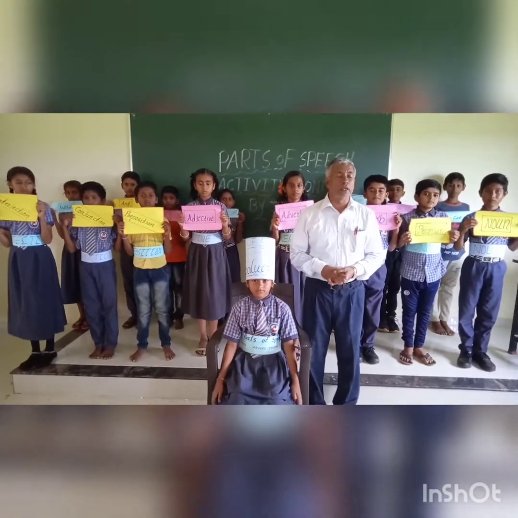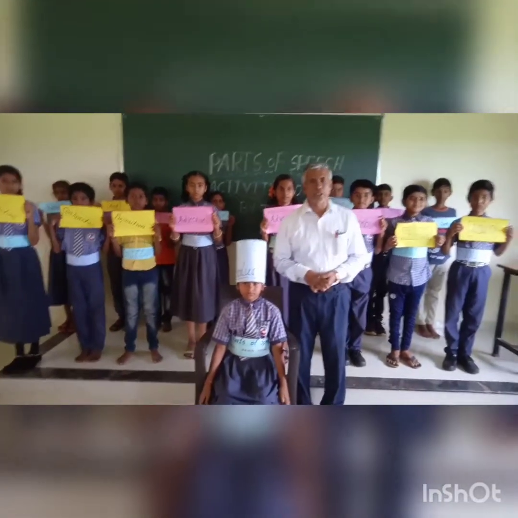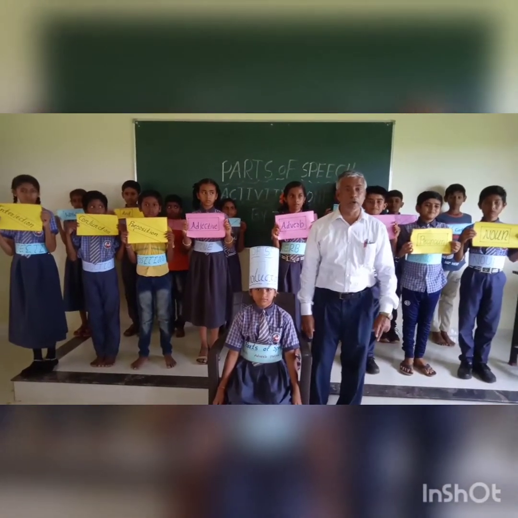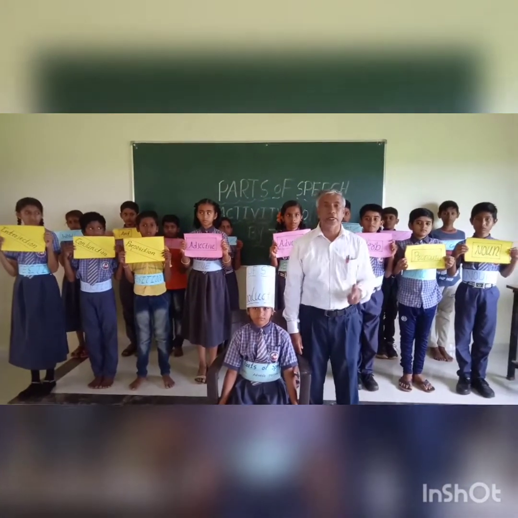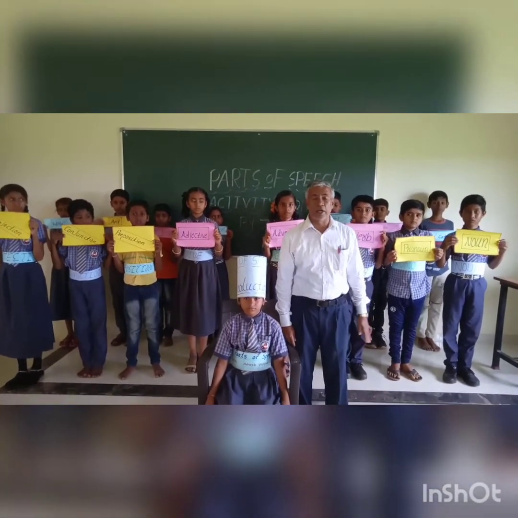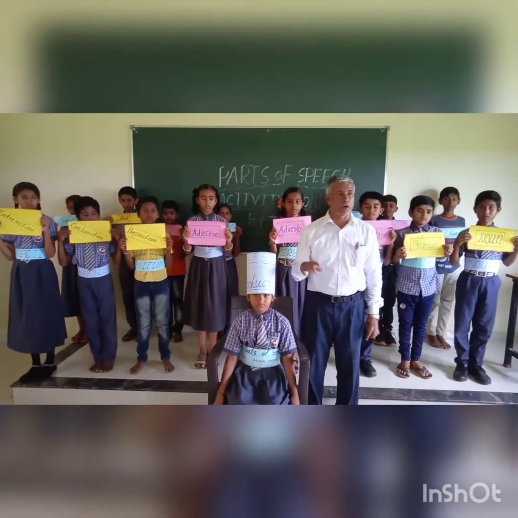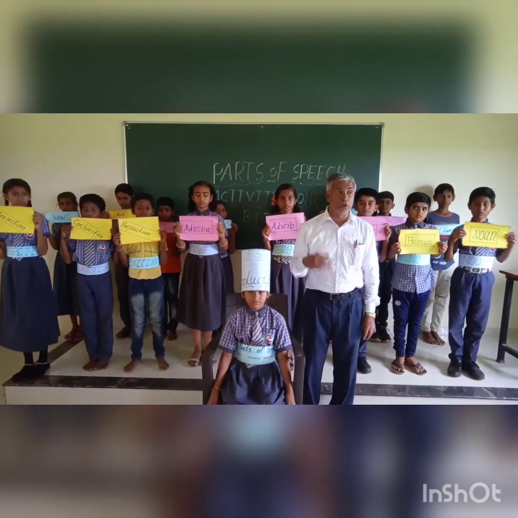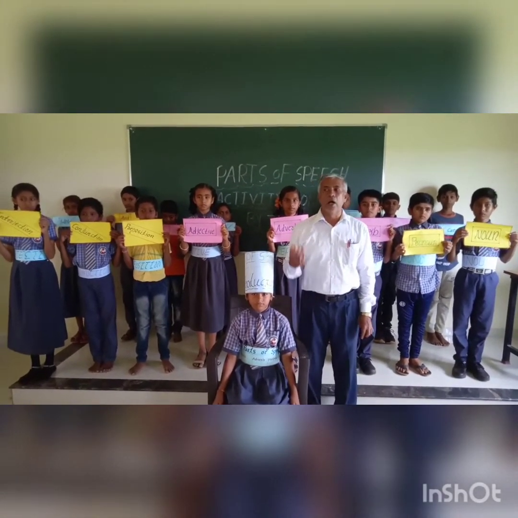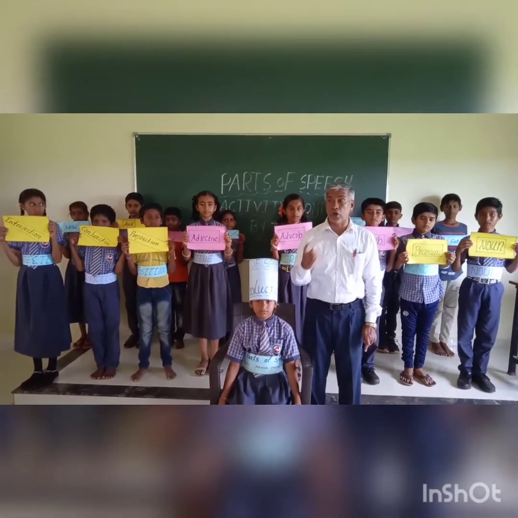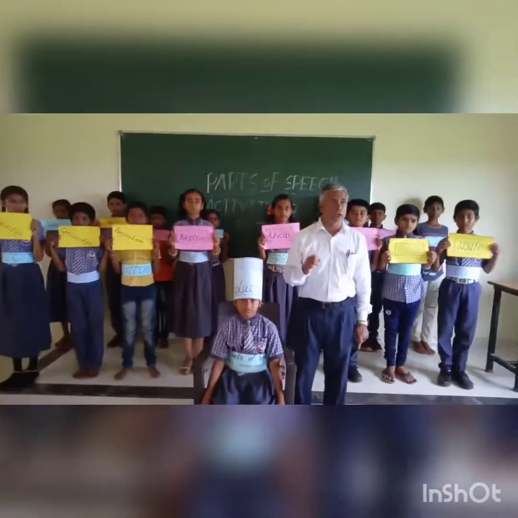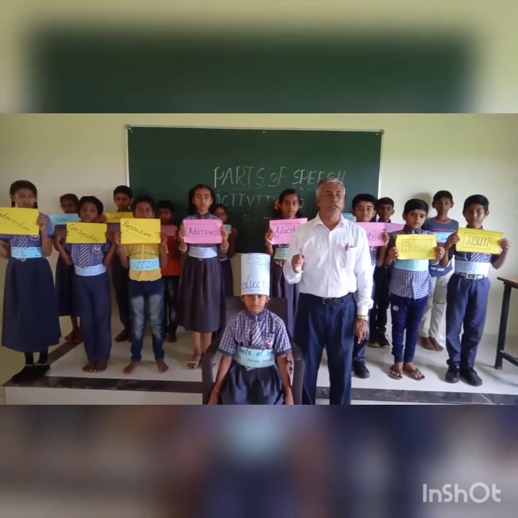Children, you know that there are 8 parts of speech. First one is noun, second one is pronoun, verb, adverb, adjective, preposition, conjunction, interjection, and article. Whenever a child in primary level or upper primary level learns well about these parts of speech, such students are able to not only communicate well but also can write good quality English.